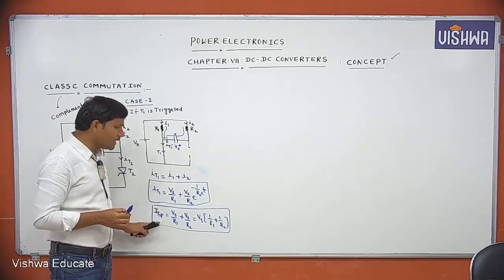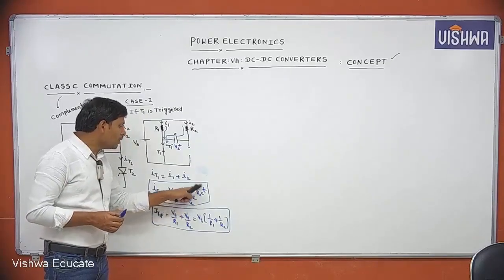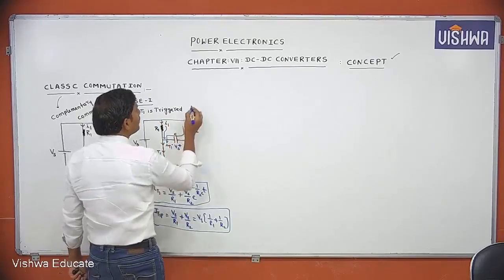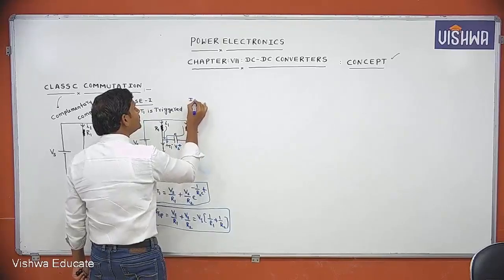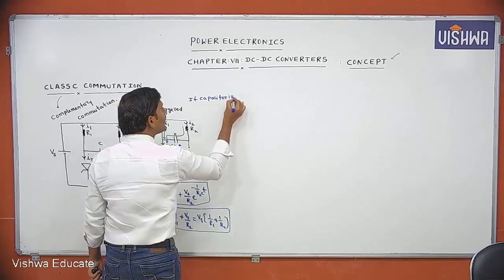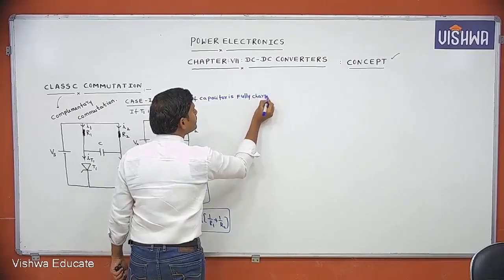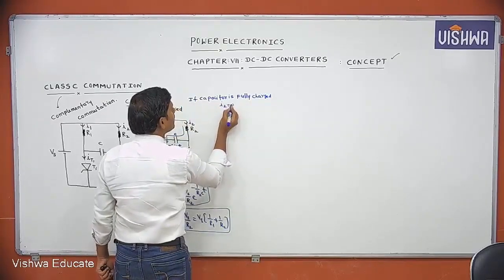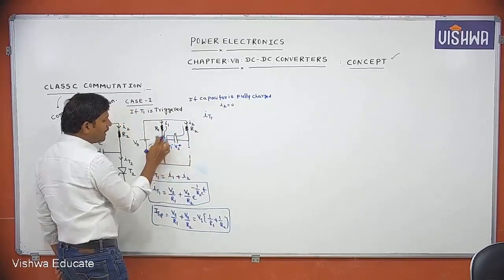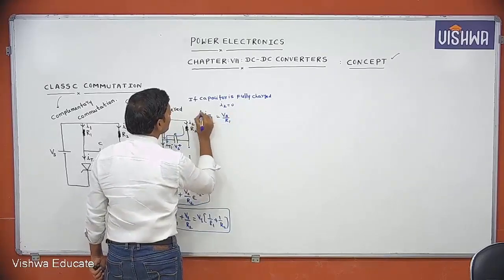But mainly concentrate on this point. This is IT1 and this is IT1P, the peak value. Whenever t equals 0, we get the peak current. But we know that if the capacitor is fully charged, then the I2 current becomes 0. I2 equals 0. Then the only current in the T1 thyristor is I1, which equals Vs by R1.